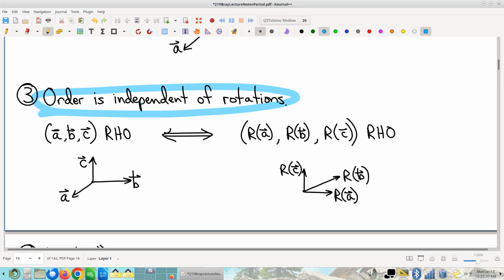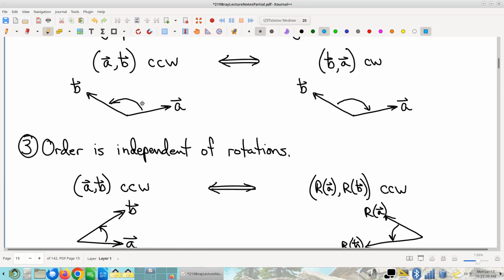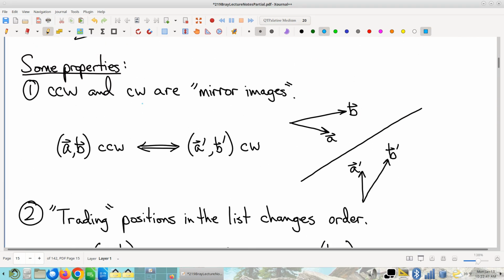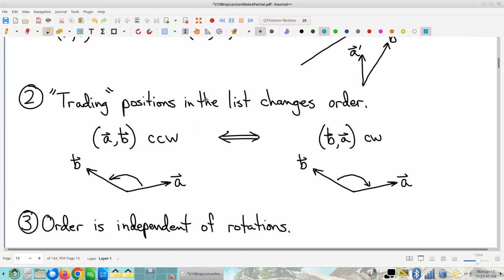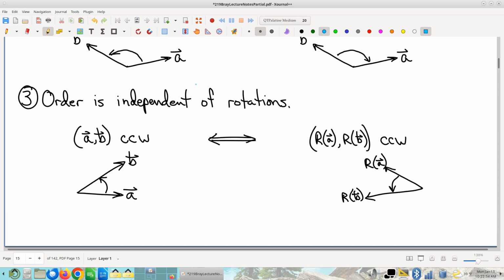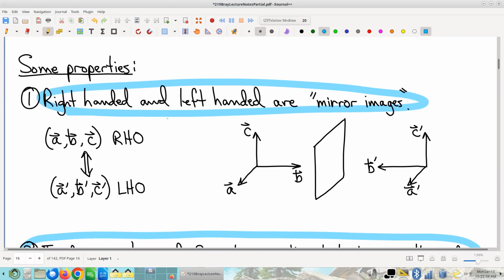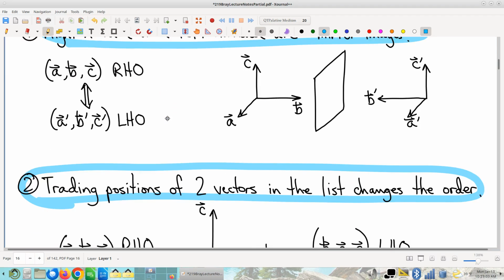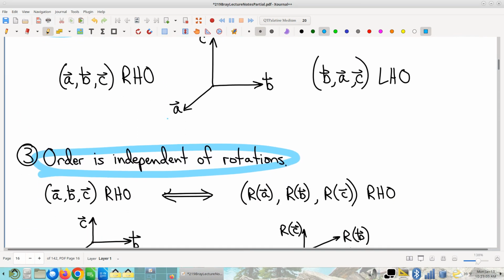All right. So notice that's the same 3 first properties that we talked about with clockwise, counterclockwise. They're mirror images of each other. Trading the positions of 2 vectors, well, there only were 2 vectors, but anyway, trading the positions of 2 vectors changes the order, and it's independent of rotations. So this is a very close mimic, you might say, of clockwise, counterclockwise, but for 3 vectors in 3 dimensions.